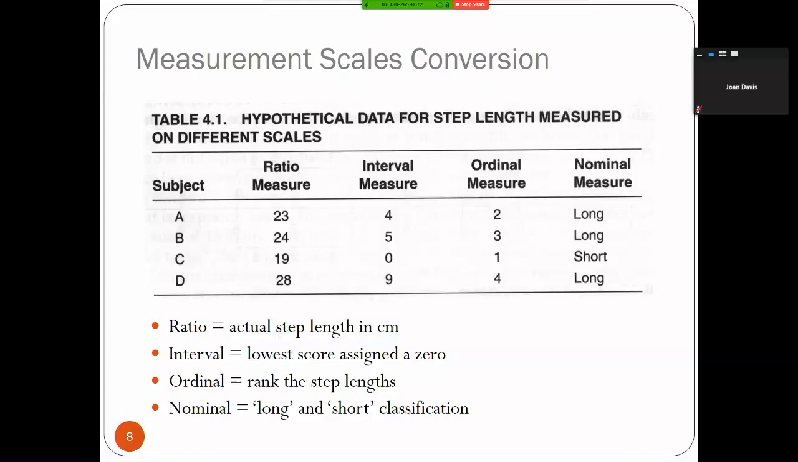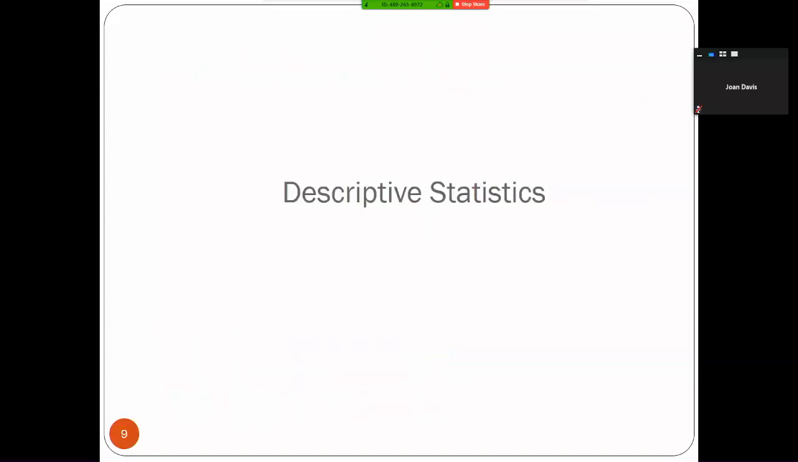Or if we're interested in simply was it a long step or a short step, we can also do that. But we typically try to measure the construct of interest on the smartest scale, the smartest metric available. Then we can always dumb it down, but we can't go in that direction. So we always try to measure a construct on the most sophisticated scale possible, and then we can manipulate the data if it helps for the presentation or for purposes of analyses.